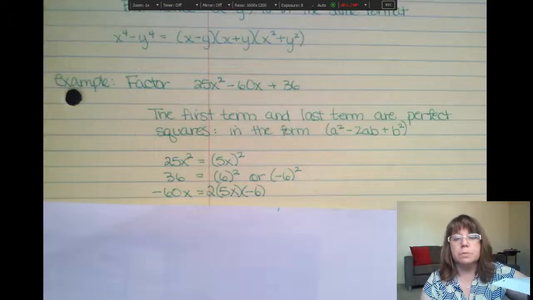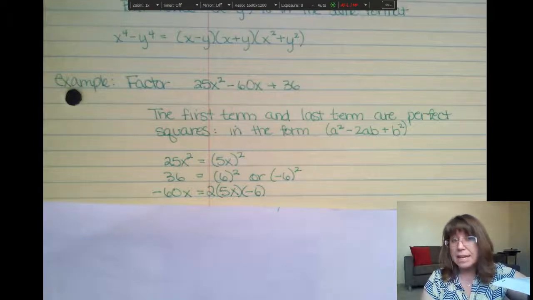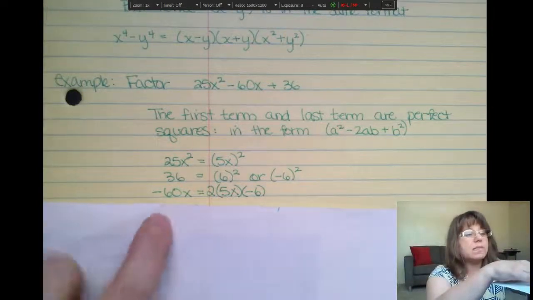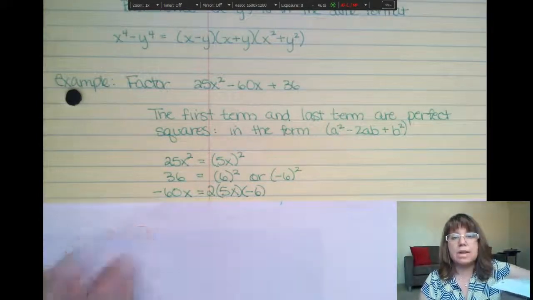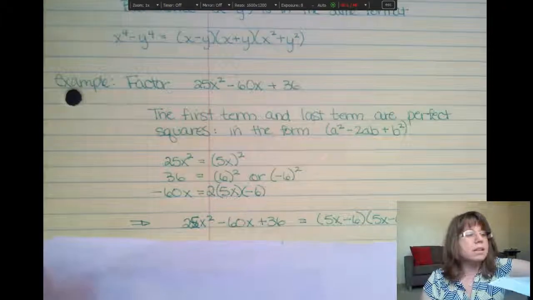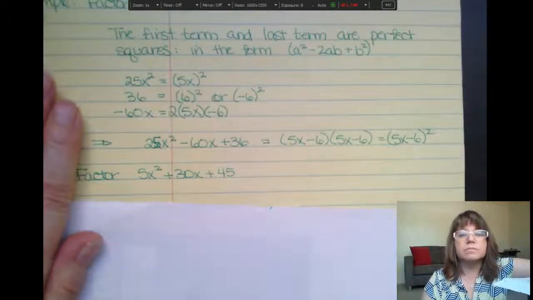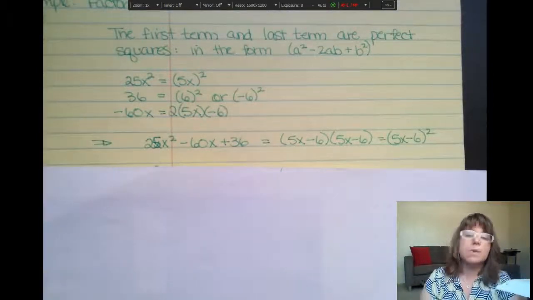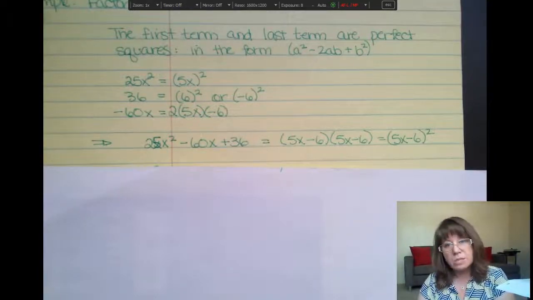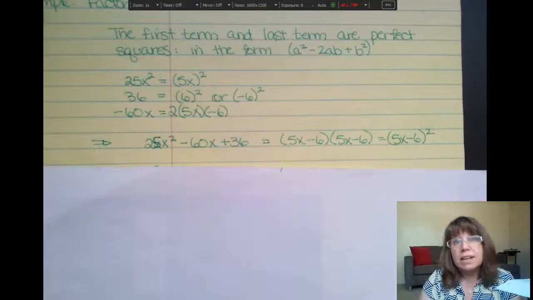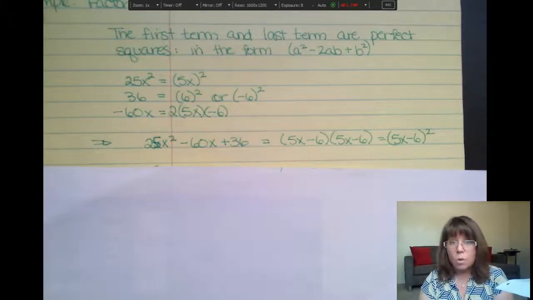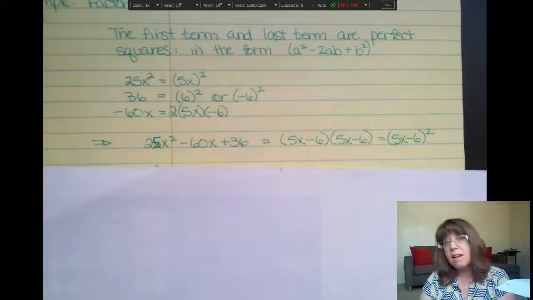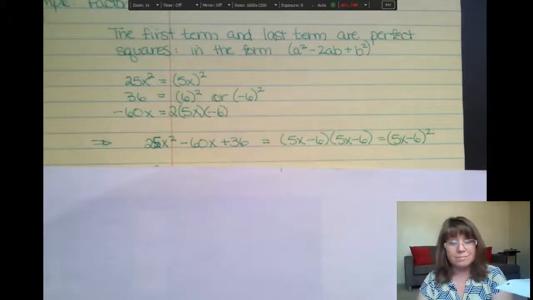But the middle term is 2 times 5x times negative 6. That's the only way we're going to get the negative there, is to have the negative 6. Because of that, now we can break it down into 25x squared minus 60x plus 36 will break down into 5x minus 6 times 5x minus 6. Or you can write it all together as 5x minus 6 quantity squared.